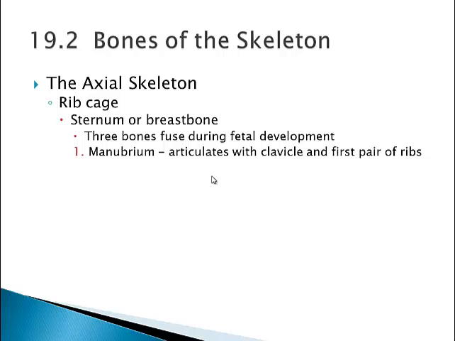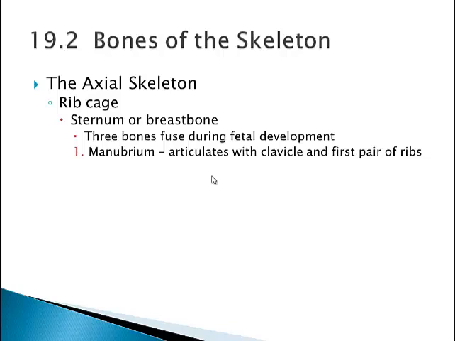The sternum or the breastbone helps protect the heart and lungs as well. It's a flat bone shaped like a knife, and it's formed by 3 bones that fuse during fetal development. The first part is known as the manubrium or the handle. It articulates with the clavicle or collarbone and also the first pair of ribs.